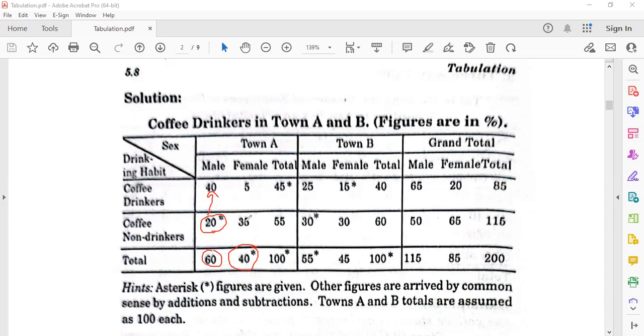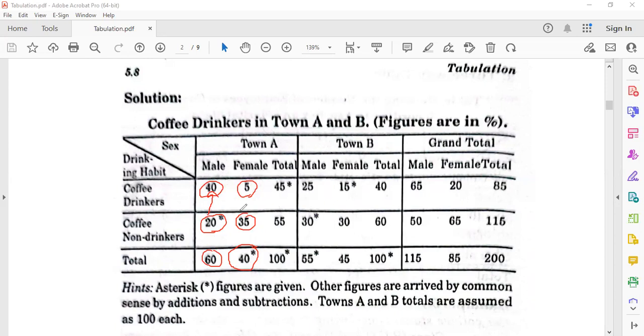Similarly, we know that the total coffee drinkers is 45. So the number of male plus female should be 45. We know that the male coffee drinkers is 40. So therefore, 45 minus 40 is 5 for the female. Now we know that the total female in the town is 40. So 40 minus 5 is 35. So that is how we get this answer in town A.